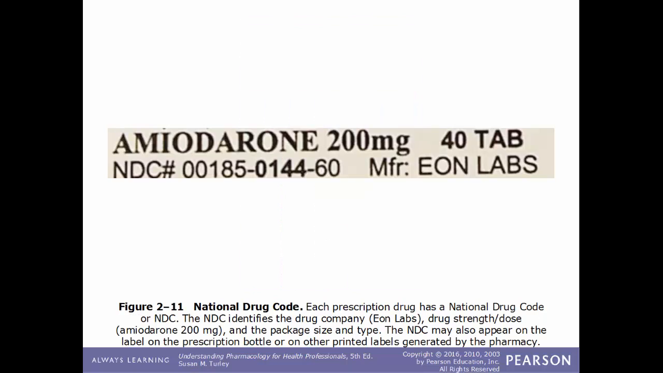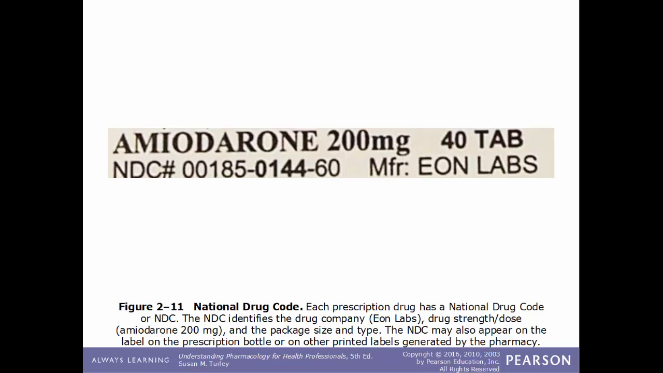In this image we have an example of a National Drug Code. Every prescription drug has an NDC code, and this will include the drug company that manufactures it, the drug strength or dosage, and the package size and type. Now, the NDC may also appear on the prescription bottle or other printed labels generated by your pharmacy. So, for example, this is how it would appear for this drug, amiodarone, which is a drug used to treat heart arrhythmias.